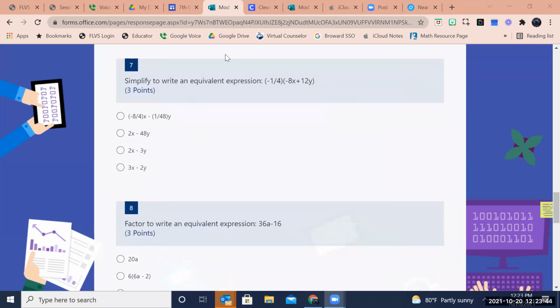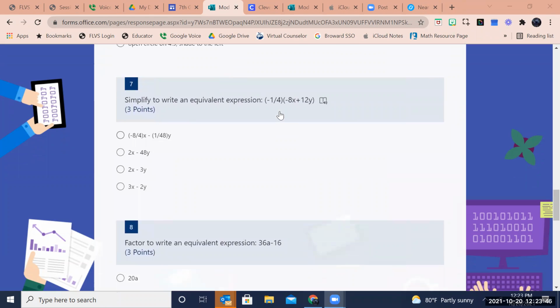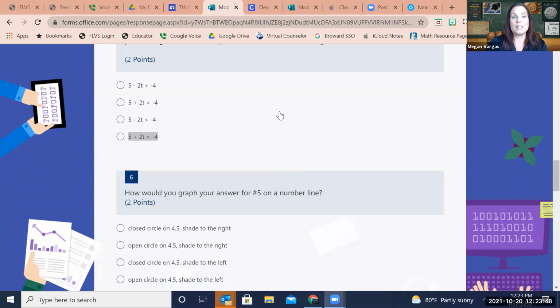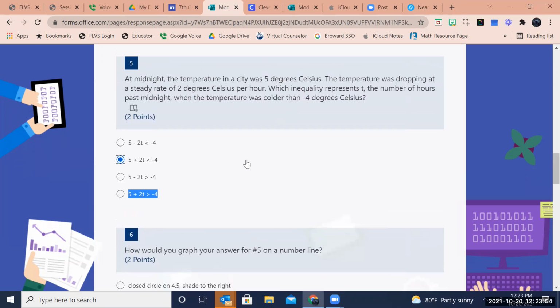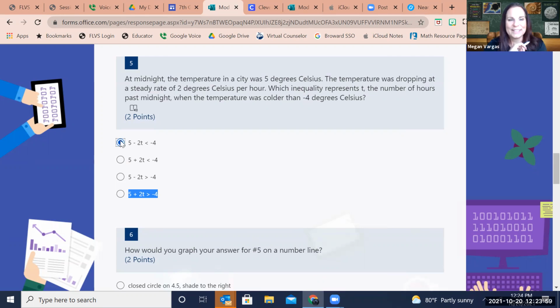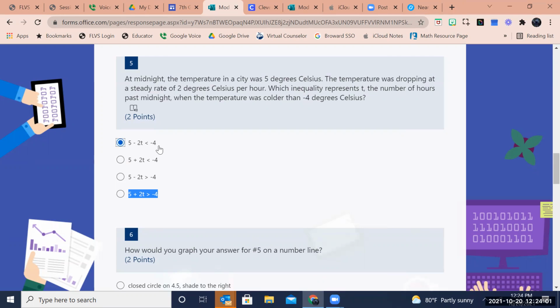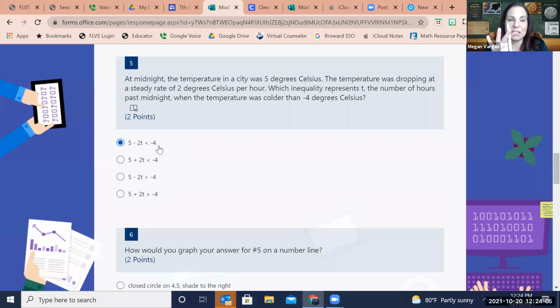All right. Wait, so then what was number 6? Number 6 was B. But wait, isn't that? Oh, wait, no, just kidding. It was A. So number 5 is A. Because it's 5 degrees minus 2 degrees every hour. And we want to know how long till it's less than -4.